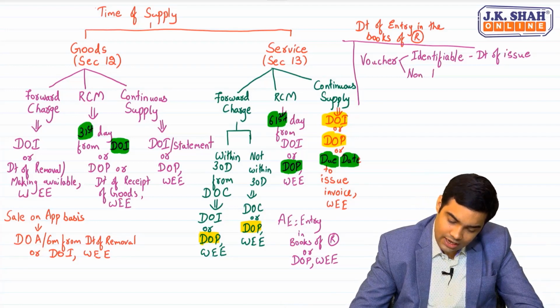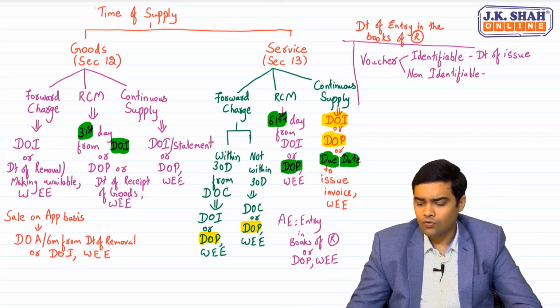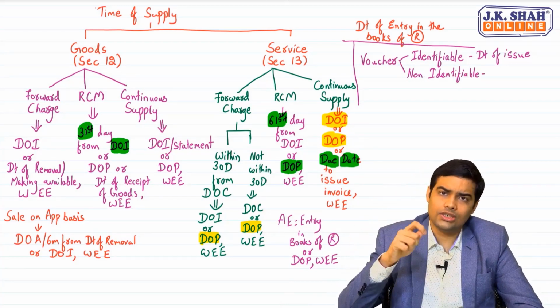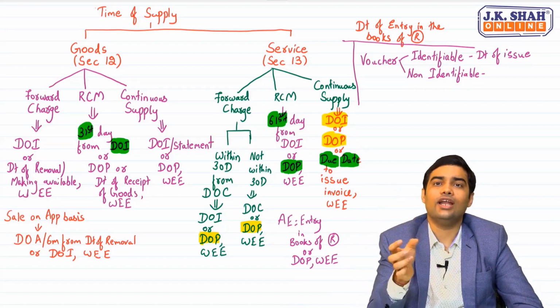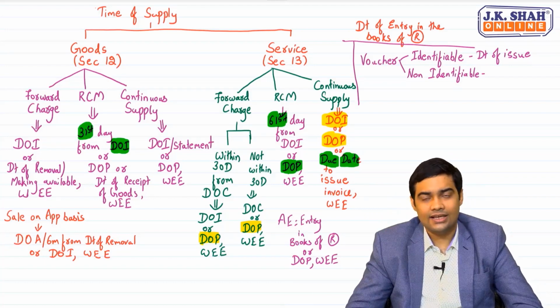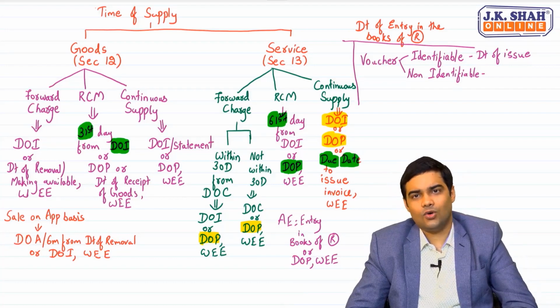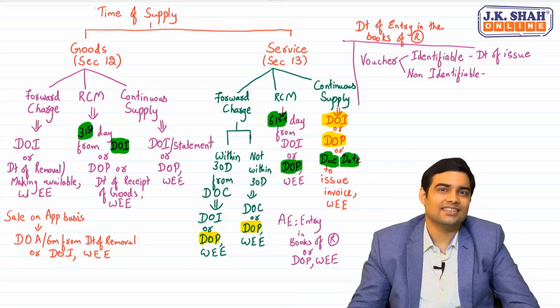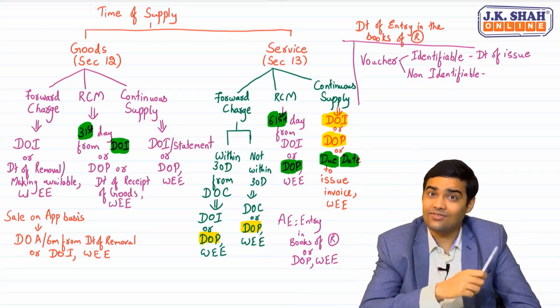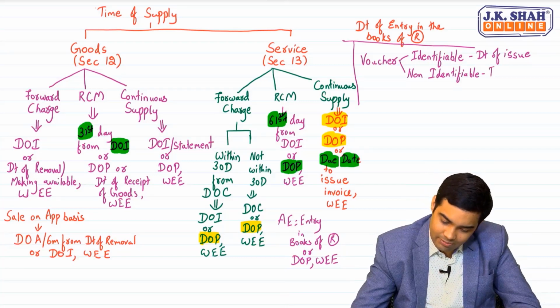Non-identifiable vouchers are where you can use it for a variety of goods or services. Now you tell me, what do you think? Is tax on vouchers or on the underlying goods or service? Obviously the tax is on the underlying goods or service. If it is a non-identifiable voucher, when it is issued, do you know the rate of GST? The answer is no. So that's why for non-identifiable vouchers, it would be the date of redemption.